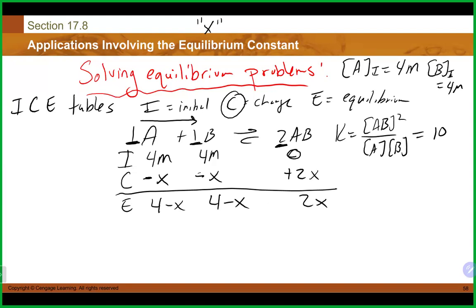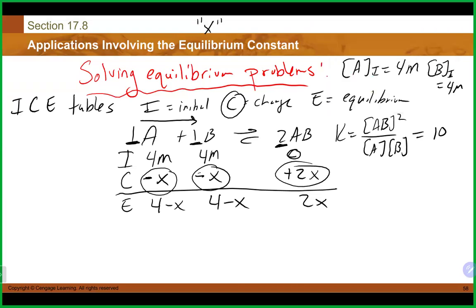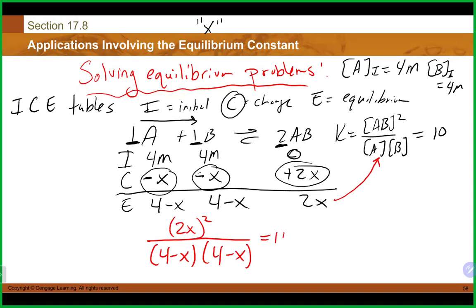The C part is really the important part. Again, using those coefficients. If you don't have them, then you're obviously not going to get your mole-to-mole relationship correctly. What we do at this point is it really becomes just a math problem, and the goal here is to solve for x. So to do this, we actually will put everything into our expression. So that would give us 2x squared divided by 4 minus x and 4 minus x, and that equals my 10.